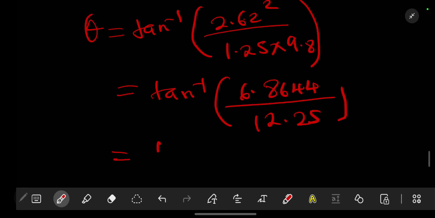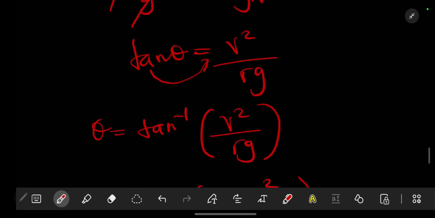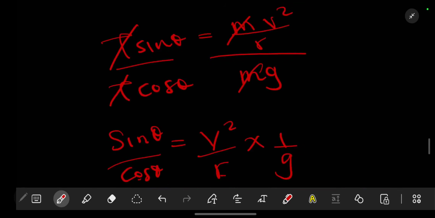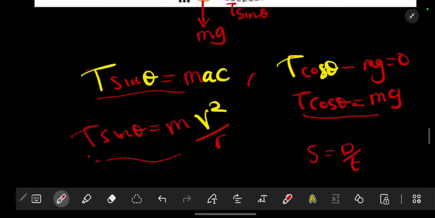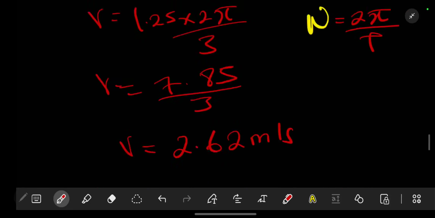So our theta should be equal to the tan inverse of 6.8644 divided by 12.25. This gives us a value of 29.3. So we have 29.3 degrees. So with this angle now, you are able to find the tension. So yeah, it's a lot of work, but as you get used to it, it will be very much easy.